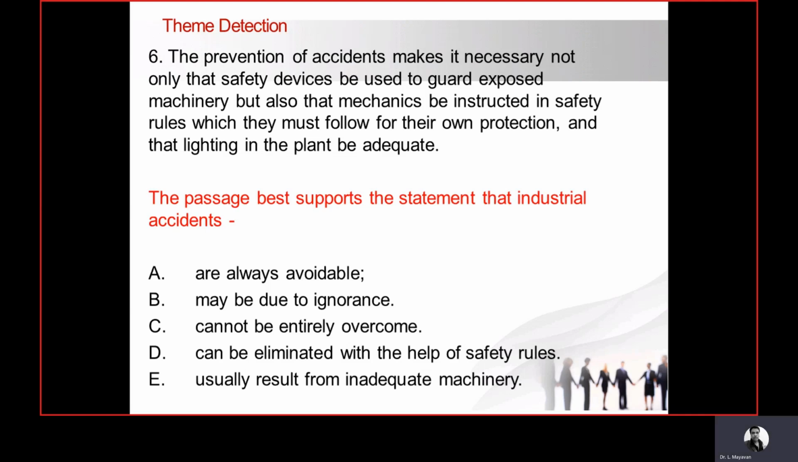No, it is not the exact option. The industrial accidents may be due to ignorance. No. The industrial accidents cannot be entirely overcome? No, it is not discussed. And the industrial accidents can be eliminated with the help of the safety rules. And E, accidents usually result from inadequate machinery.